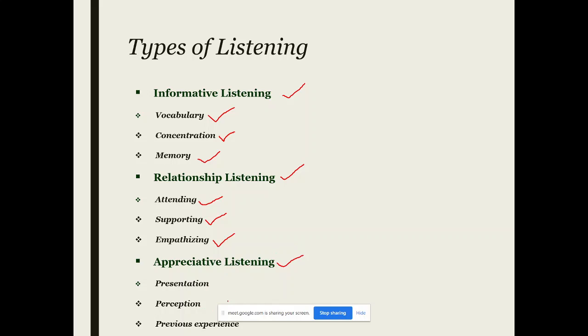So here you need to focus on the presentation that is going on in front of you, how the singers sing, how the musicians play their music. Perception is how you understand what they play, whether songs or music, how you interpret them, how you understand them. That is the skill involved here. And you also compare the present experience with your previous experience.